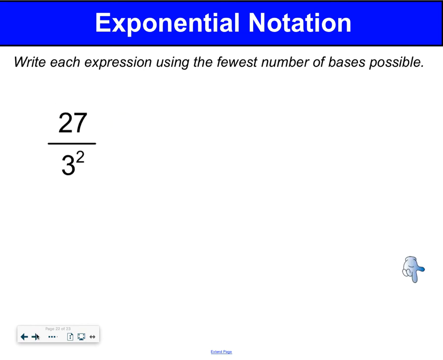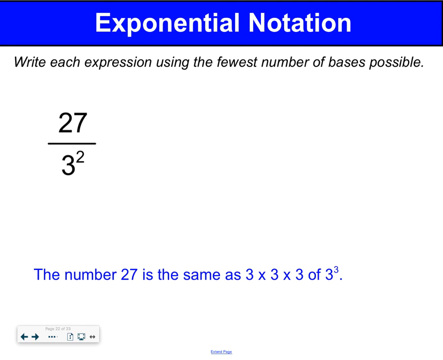The last problem we're going to look at, that will hopefully not be an issue for you on your homework, is the one where we just have a regular number with no exponential value. The number 27 is the same as 3 times 3 times 3, or 3 to the 3rd power. So I can rewrite my problem as 3 to the 3rd power over 3 to the 2nd. And because I know I can subtract the exponents, I will get 3 to the 3 minus 2.